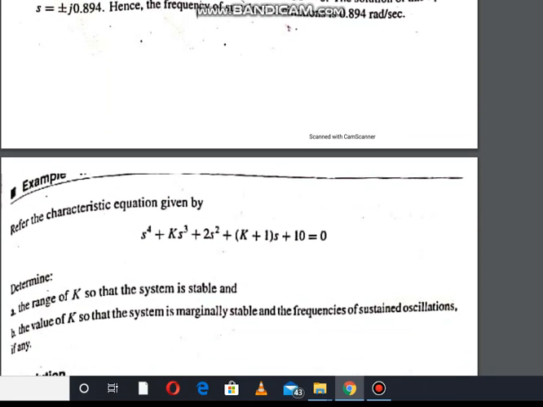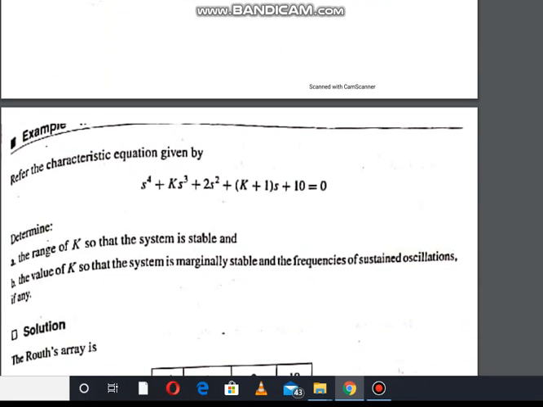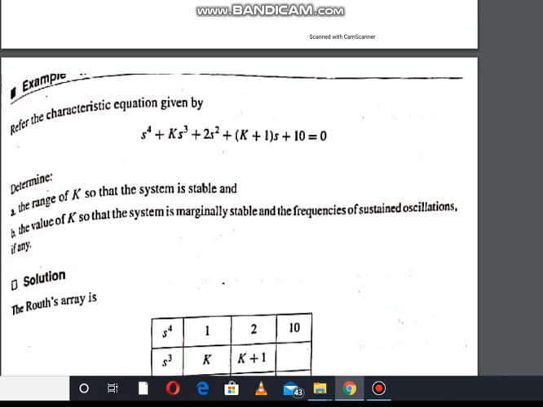So we'll see one more problem. Refer to the characteristic equation given by s to the power 4 plus k s cube plus 2 s square plus (k plus 1) into s plus 10 is equal to 0. Determine the range of k so that the system is stable, the value of k so that the system is marginally stable, and the frequency of sustained oscillations. It's like the previous problem.